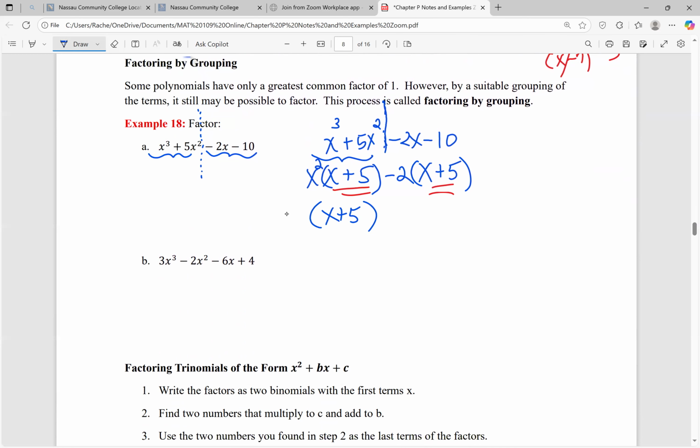And if I divide x squared times x plus 5 by x plus 5, all I'm going to be left with is x squared. And now take the negative 2 times x plus 5, divide by x plus 5. So the x plus 5 and the x plus 5 is going to cancel to 1 or reduce to 1. And I'm going to be left with the minus 2. So in factored form, I'm going to have x plus 5 times x squared minus 2. And again, you could use your distributive property to check your answer.